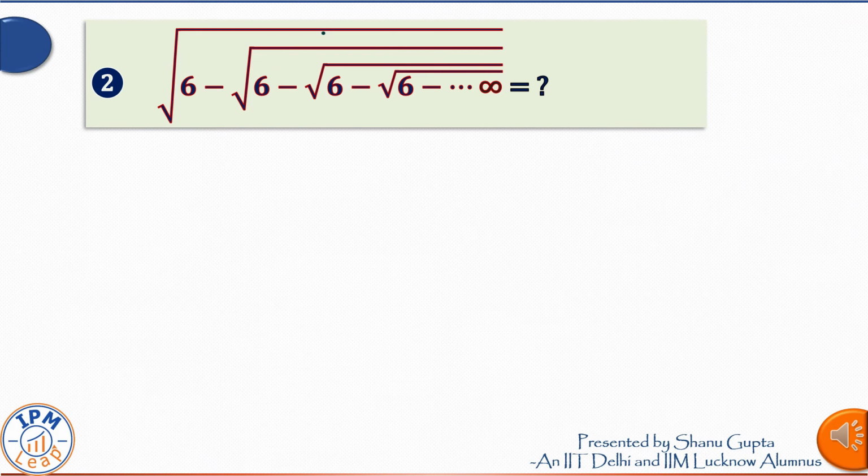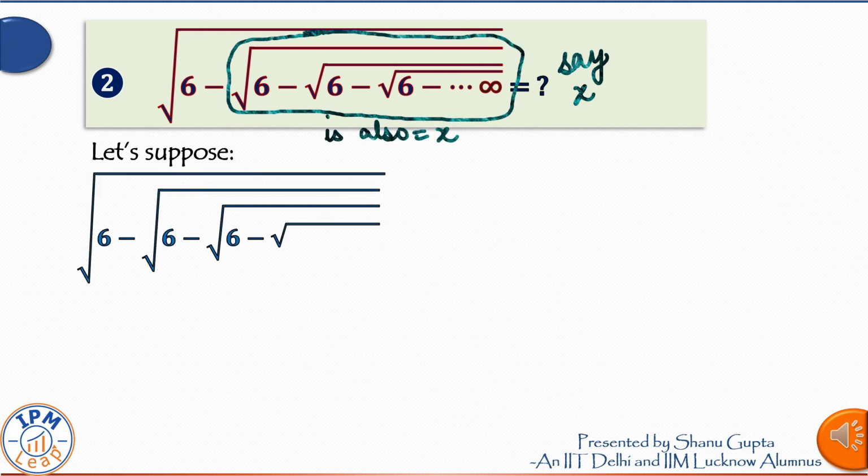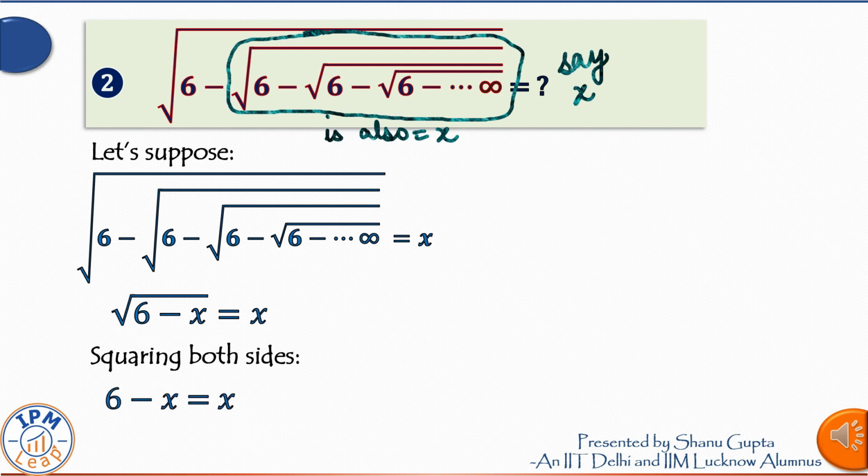Our next question has a minus sign instead of the plus one. That does not make a difference to our approach though, because we can see the pattern square root of 6 getting repeated over and over again. So if we assume the value of this expression as x, then dropping one term doesn't make a difference. This encircled expression is also x. So let us substitute it as x. Square root of 6 minus x is equal to x. Therefore, squaring both sides, we get 6 minus x is equal to x square.